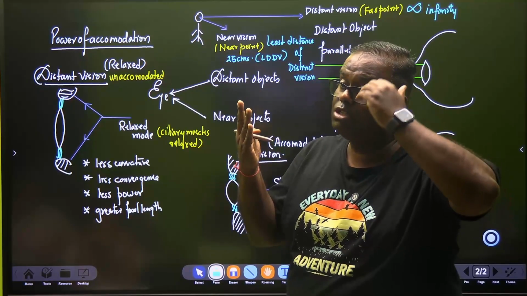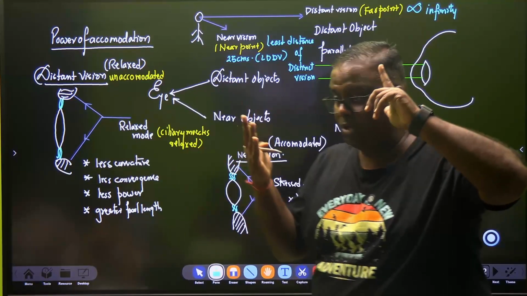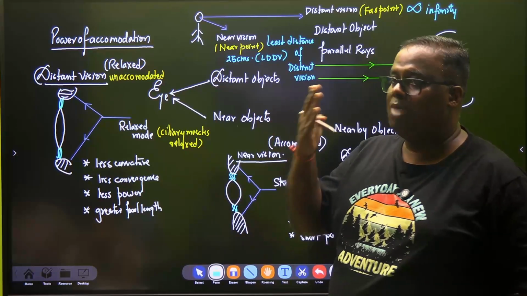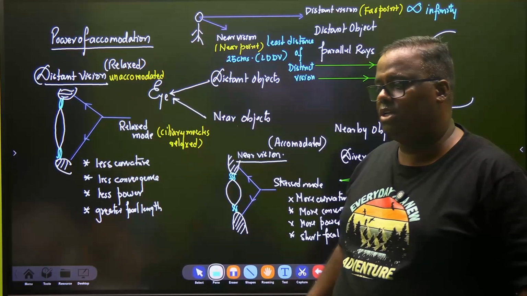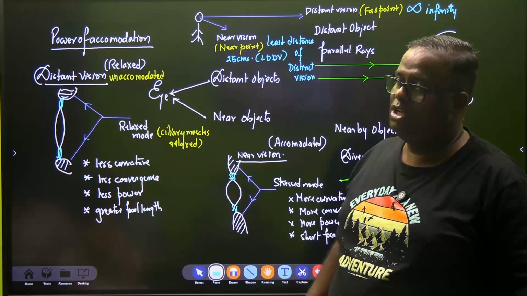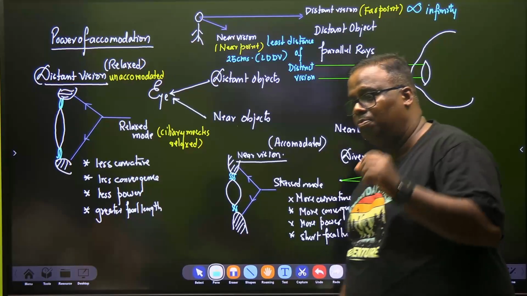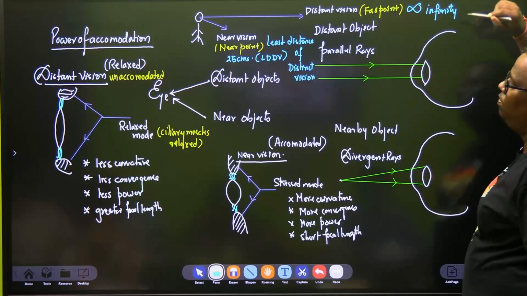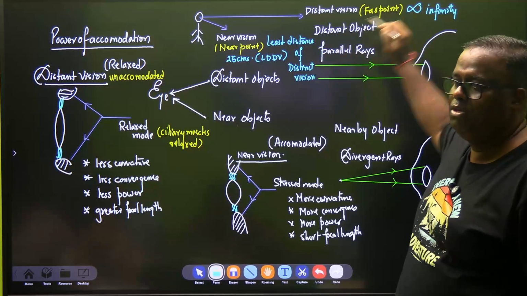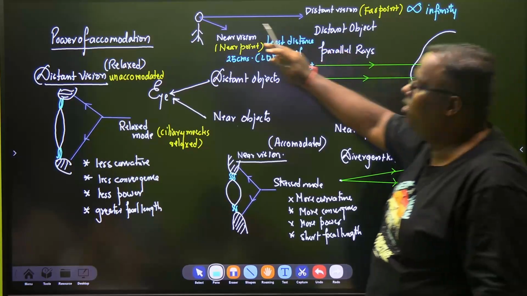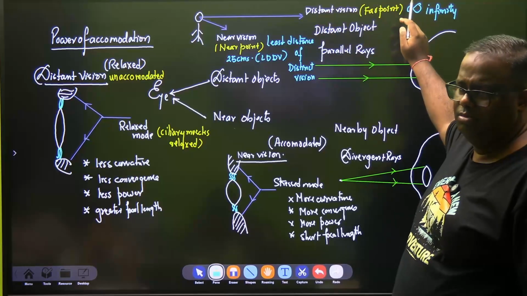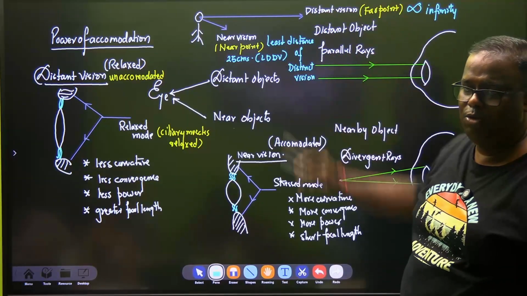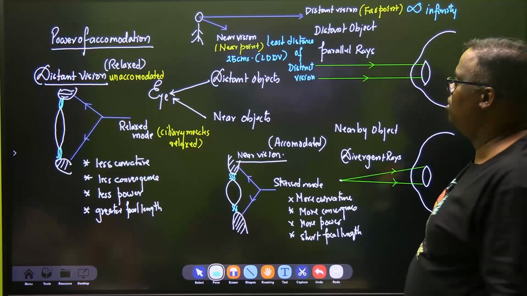Your ciliary muscles will be stressed. And remember the paneer word, as I said. The maximum that you should be able to see is known as your far point, which is infinity. But when I consider a person as a whole, say if I pick Aryas, then I won't say infinity and 25 centimeters. These might be different for Aryas. But for a normal human being, the far point is infinity, and the near point is 25 centimeters, which is also known as LDDV.